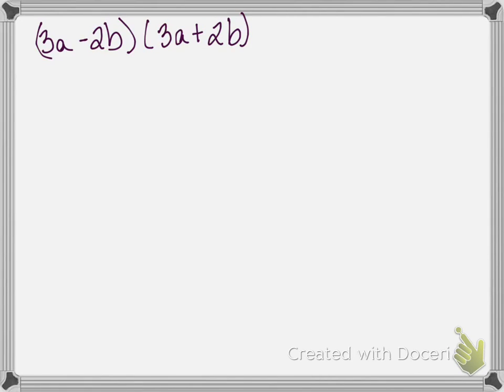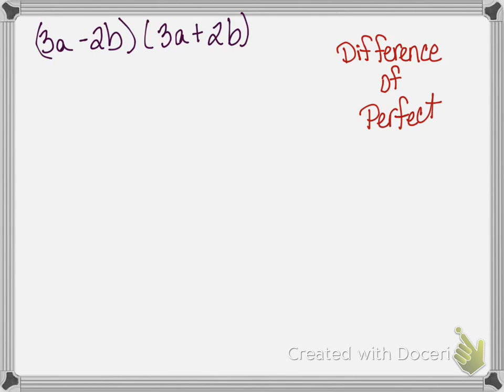Now, this is something that's called the difference of perfect squares. And that is going to be super important when we factor. Okay? Difference of perfect squares. It is most important when we factor, but it's a good idea to start being able to identify that now. Difference of perfect squares. Okay? We are still going to FOIL this.